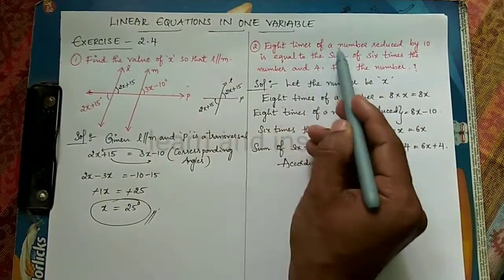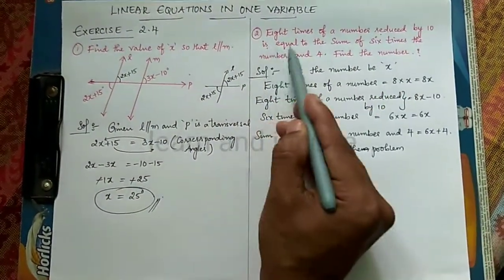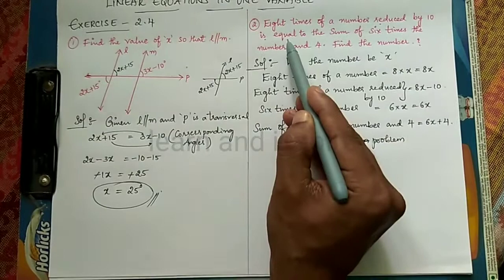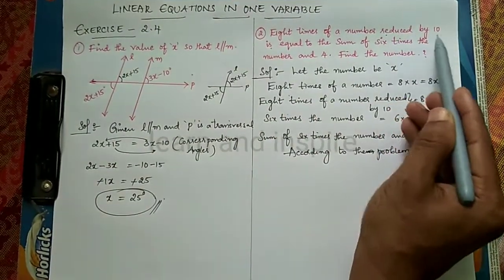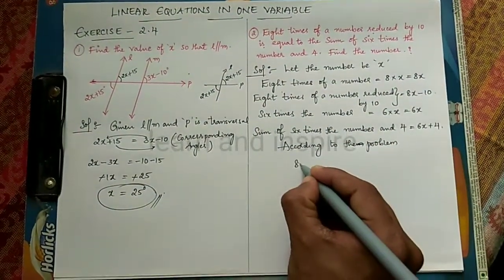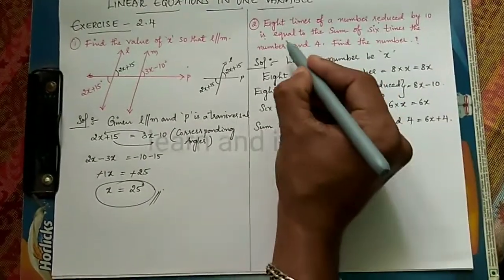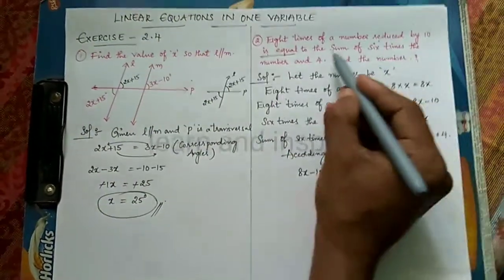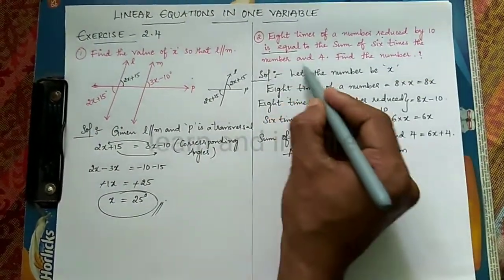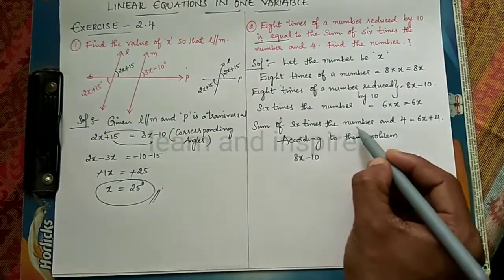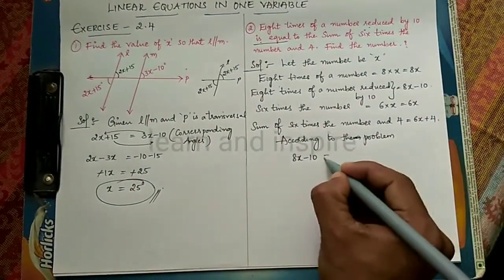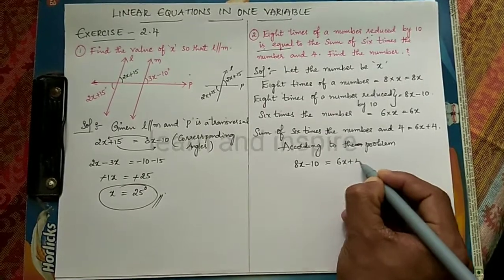You can see, 8 times a number reduced by 10 is equal to... okay, so 8 times a number reduced by 10 is how much? 8x minus 10 is equal to the sum of 6 times a number and 4. The sum of 6 times a number and 4 is how much? It equals 6x plus 4.